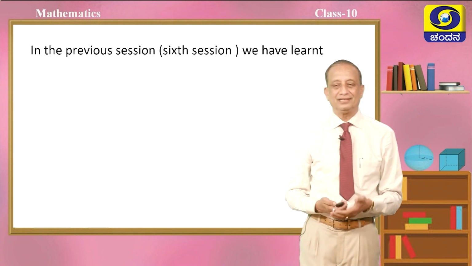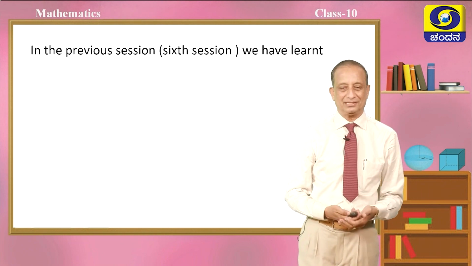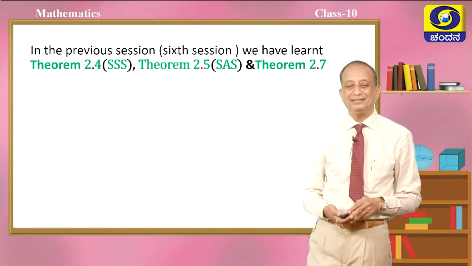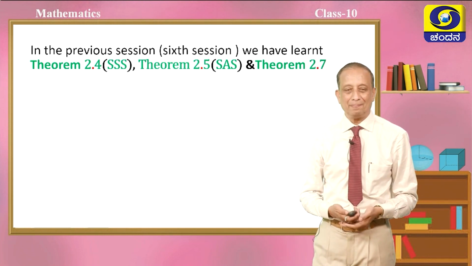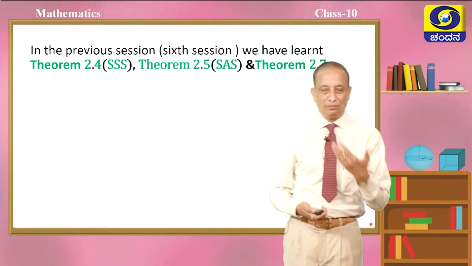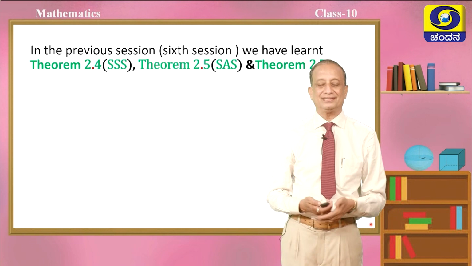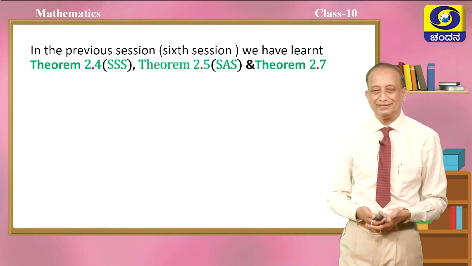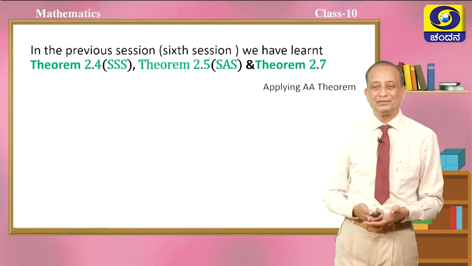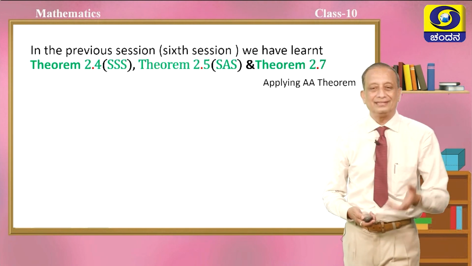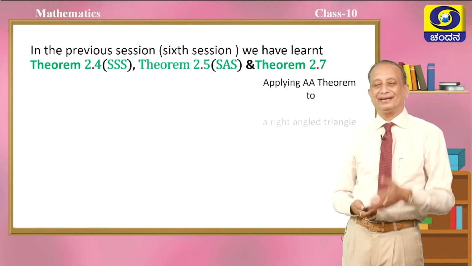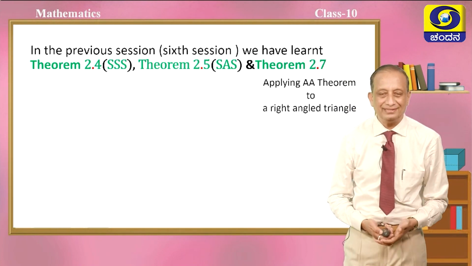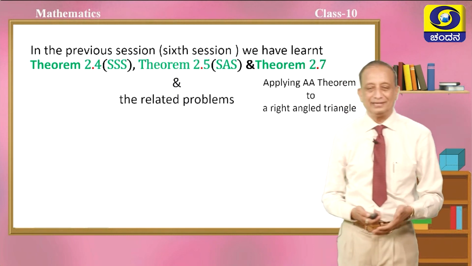We will just recall whatever we have learnt in the previous session, that is the 6th session. We have learned 3 important theorems: the converse of a theorem called the SSS theorem, then one more test for similarity, the SAS theorem, and theorem number 2.7. Can you tell me which is this 2.7 theorem, children? It has no name. So, you can remember this as applying the AA theorem to a right angle triangle only. These are the theorems that we had learned in our previous session, and some related problems also we have understood.